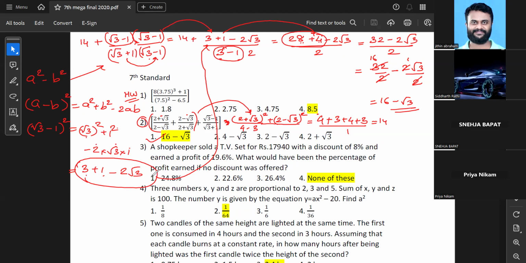But sir, can't we do like root 3 square minus 1 square? No, you cannot do that. Whenever you have a whole square, you cannot simply write this. For example, a minus b the whole square is different and a square minus b square are different. They are not equal to each other. Okay? Okay, sir.